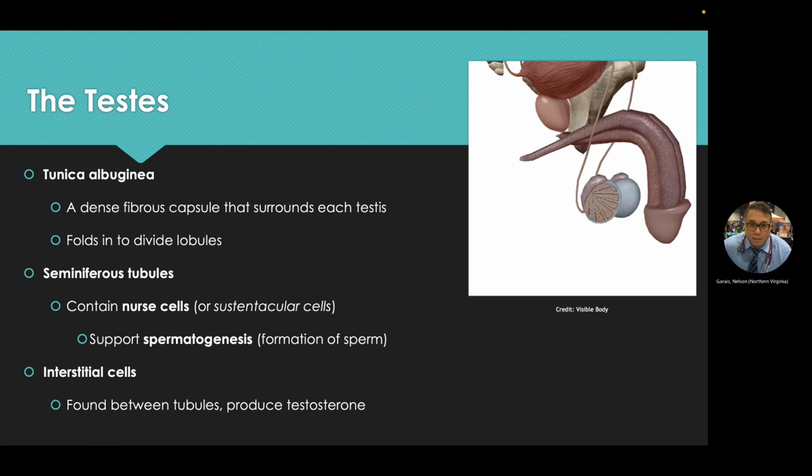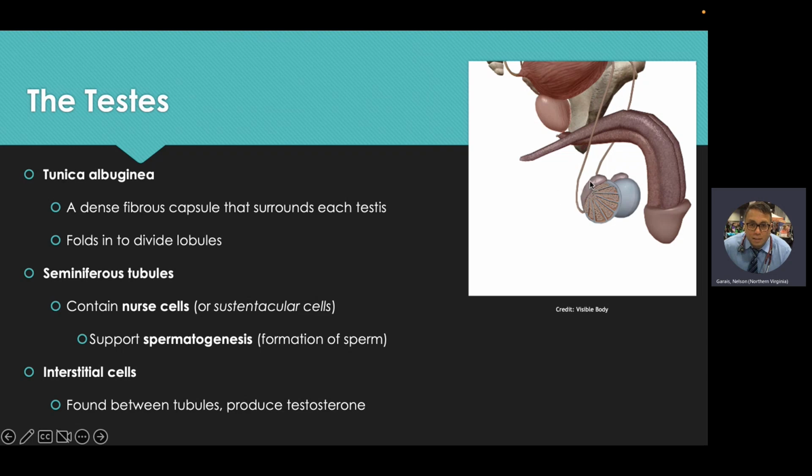Tunica albuginea, you see this white covering, and it's of course fibrous, so it's on the outside. It's a protective layer. It divides up the testes into these lanes right here, and within those lanes there are tubules or tubes, and those are called seminiferous tubules. That's where spermatogenesis occurs, here in the testes, in the seminiferous tubules.